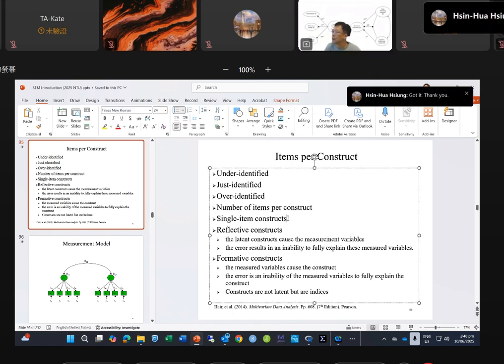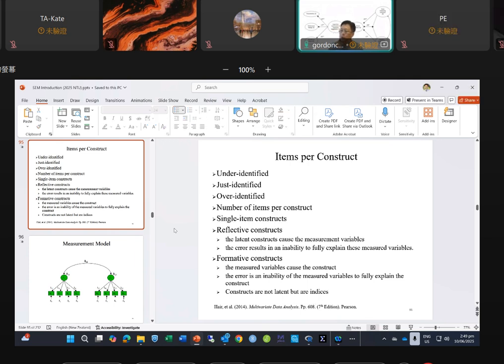Then there are some cases we talk about single items. Sometimes we will not use multiple items to measure a construct. For example, if you ask your respondents about their age or tenure, you will not ask multiple items. Those are what we call single item constructs. We can include those in an SEM model, but we cannot estimate the measurement error. In a single item construct, you need to fix the factor loading to 1 and the residual variance to 0. That means you need to make an assumption about the measurement error. You cannot estimate the measurement error if you have a single item.